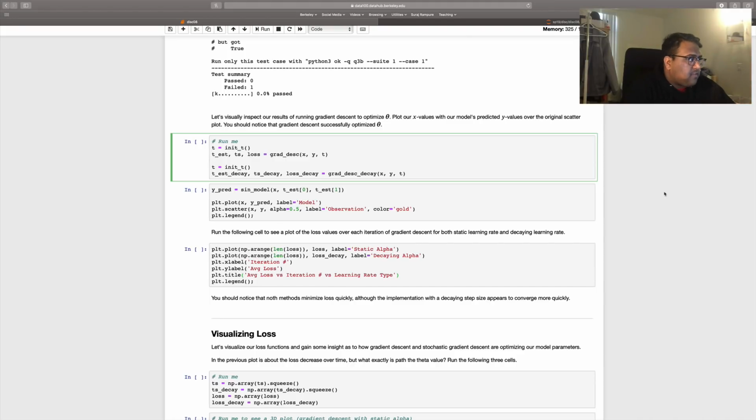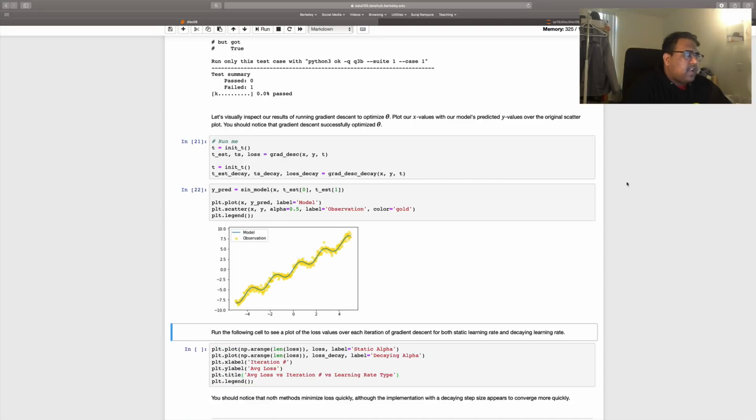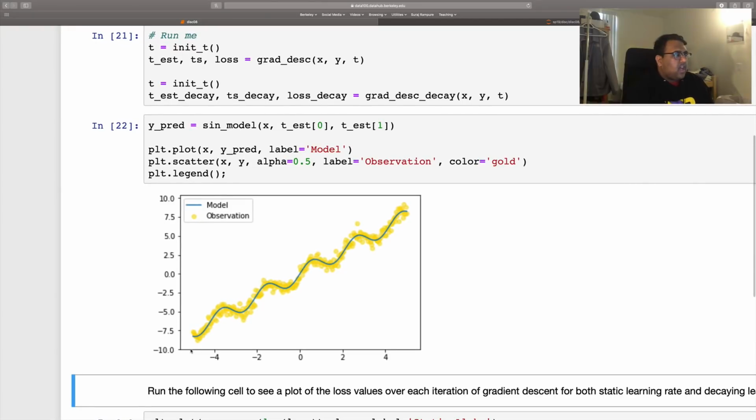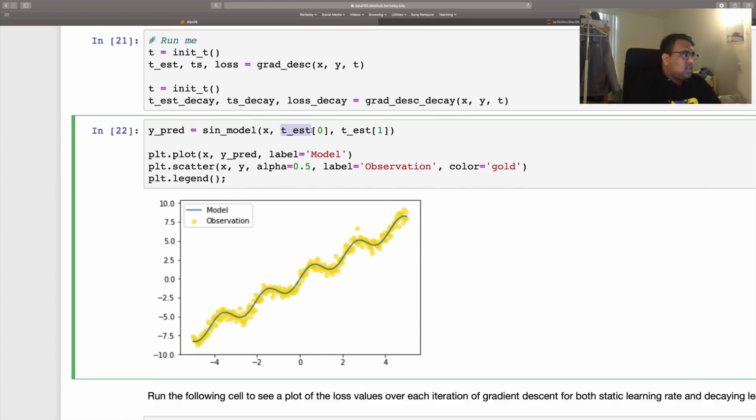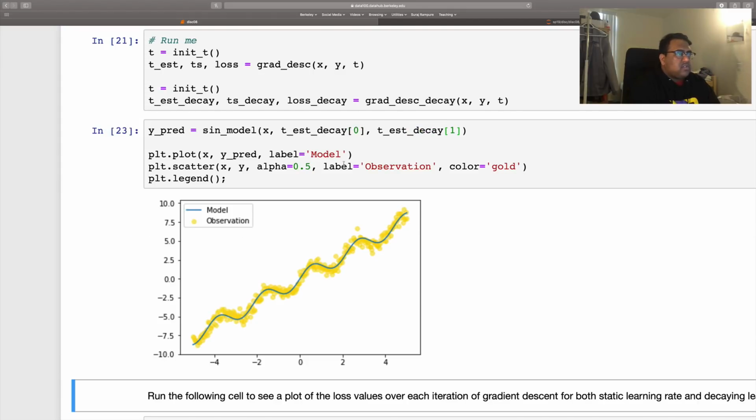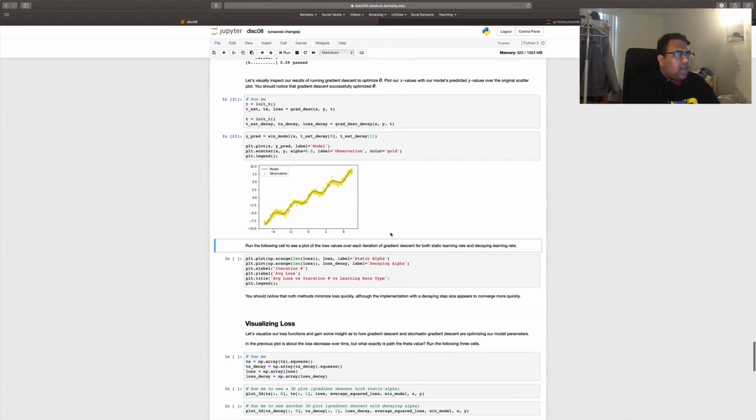Okay, so first we'll fit, and then also we'll just take a look at the fitted model using standard gradient descent. And we can see it does a pretty good job of capturing the relationship in the data. Okay, so this was using standard gradient descent, but we could also just use the decaying one, and it wouldn't change very much because they eventually converge on similar values.